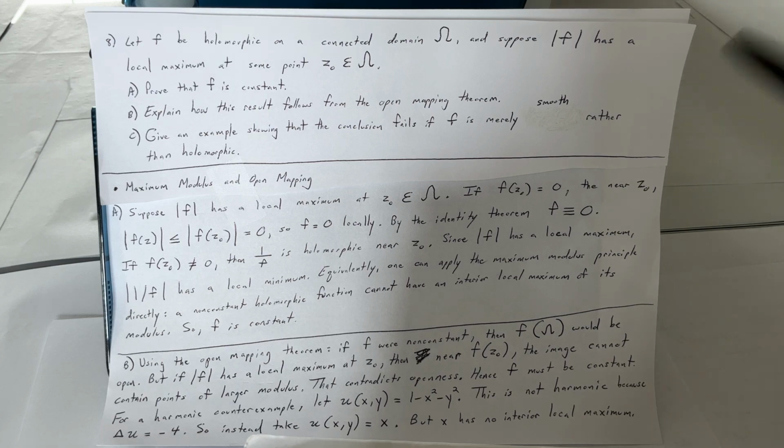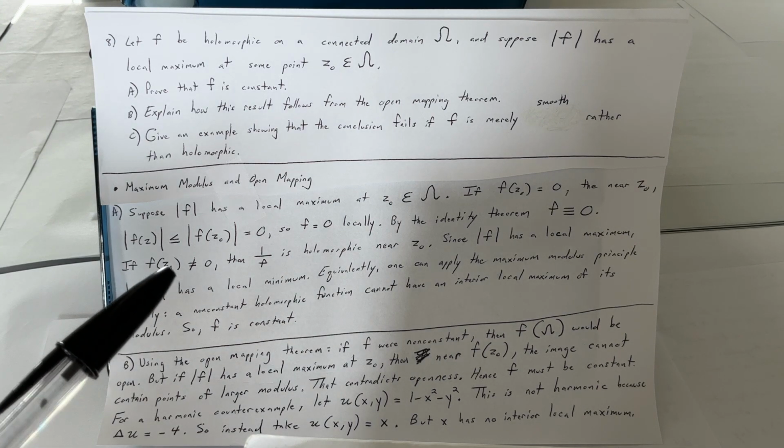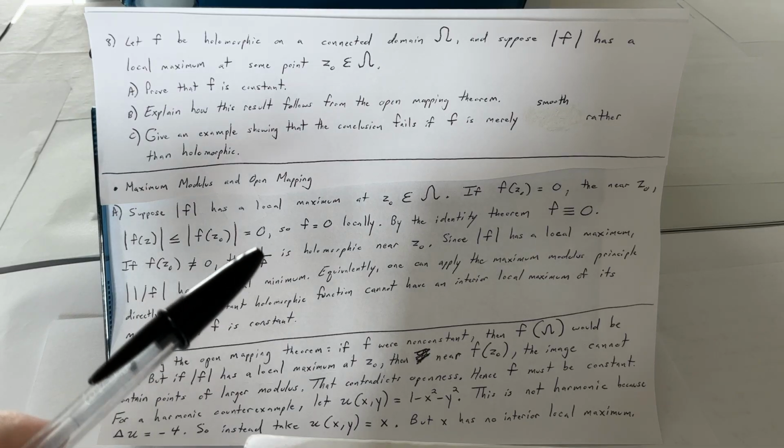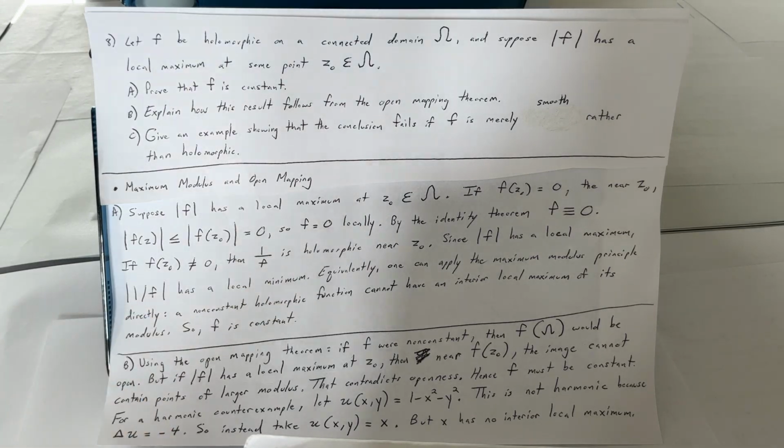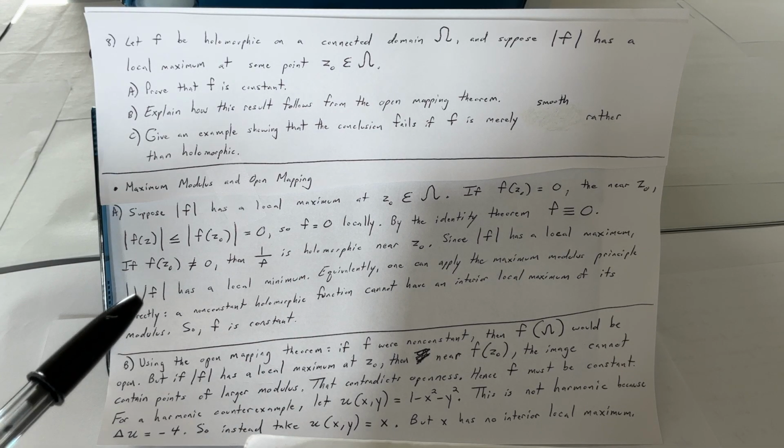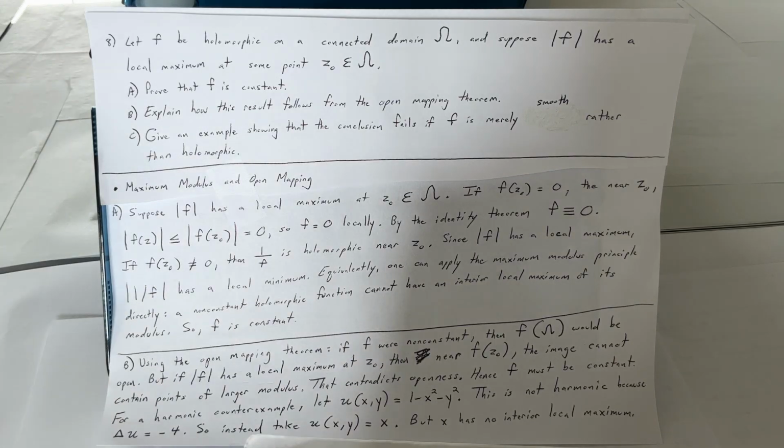And by the identity theorem, f equals 0 on all of Ω. And if f(z₀) does not equal 0, then 1 over f is holomorphic near z₀. Since the absolute value of f has a local maximum, the absolute value of 1 over f has a local minimum.